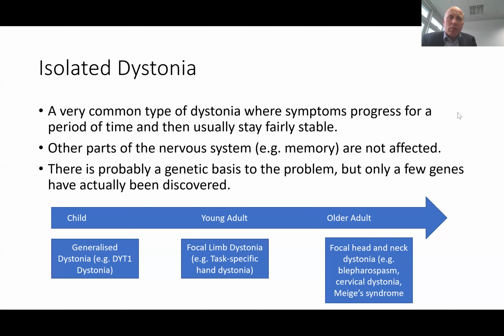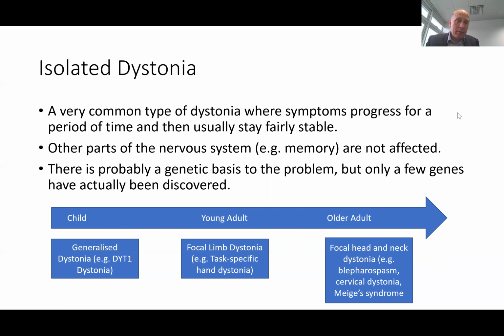So starting off talking about isolated dystonia. So this is probably the commonest, or certainly a very common form of dystonia. And typically what people experience is that the symptoms come on, so people develop dystonia, they maybe get a bit worse over a period of 6 months to 12 months, and then they usually stay fairly stable.